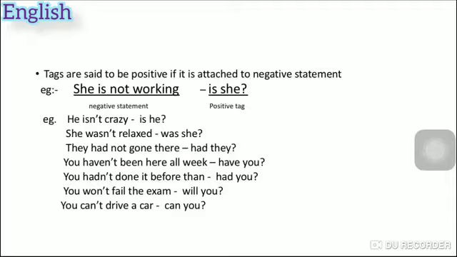Here is the definition. Tags are said to be positive. See, concentrate on the definition. Tags are said to be positive if it is attached to the negative statement. See, what it says, tags are said to be positive.